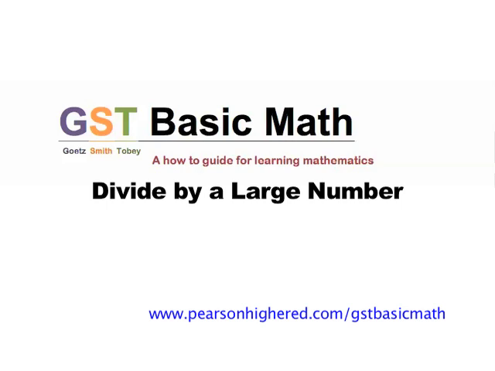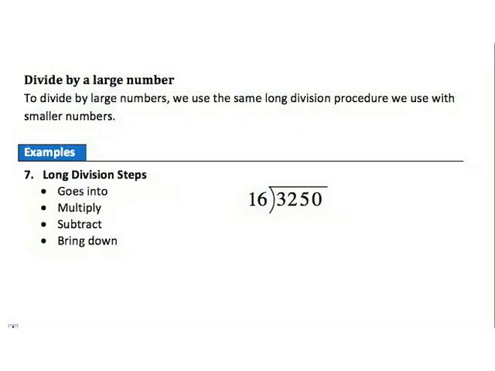Divide by a large number. To divide by large numbers, we use the same long division procedure we use with smaller numbers. So in example 7, we're going to use the same long division steps that we've done with the smaller numbers to perform division with the larger numbers. So let's take a look now at 16 into 3,250.